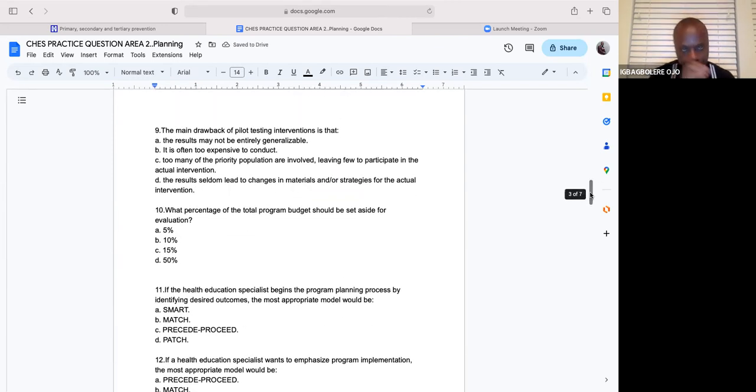Question number 9. The main drawback of pilot testing intervention is what? And it's simple. What is pilot testing? That is the first question you want to ask yourself, picking out this intervention to test on a small sample. All right? So options, let's look at the options. Option A says the result may not be entirely generalizable. Option B says it is often too expensive to conduct. Option C says too many of the priority population are involved, leaving few to participate in the actual intervention. Option D says the results seldom lead to changes in materials or strategies for the actual intervention.